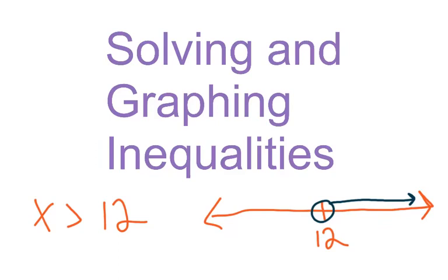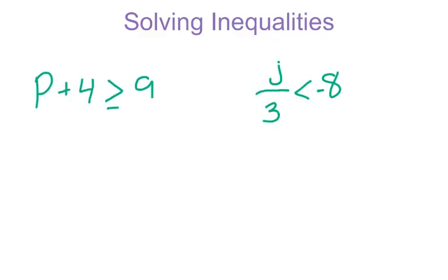In this video, we'll learn how to solve inequalities and how to graph them on a number line. Solving inequalities is just like what we do when we're solving equations. We separate out our equality or inequality symbol, and then I want to isolate my variable. So in this first example, we have p plus 4 is greater than or equal to 9.